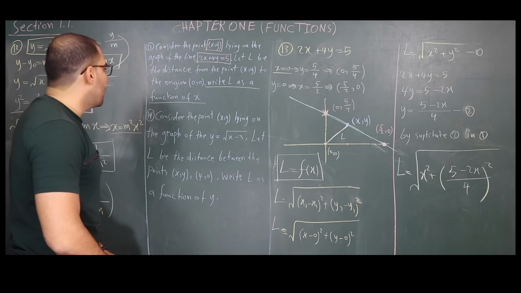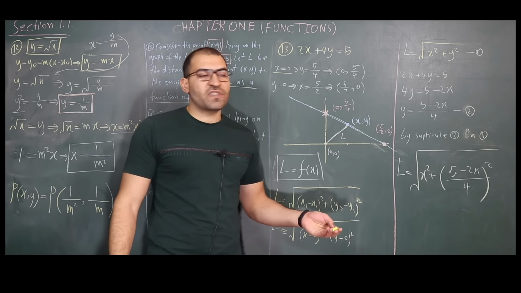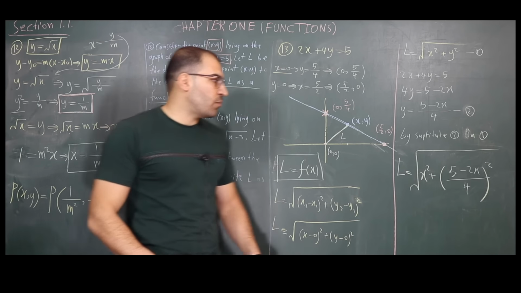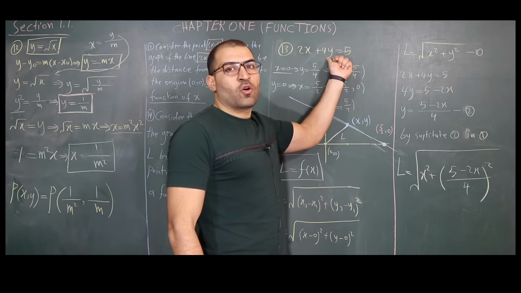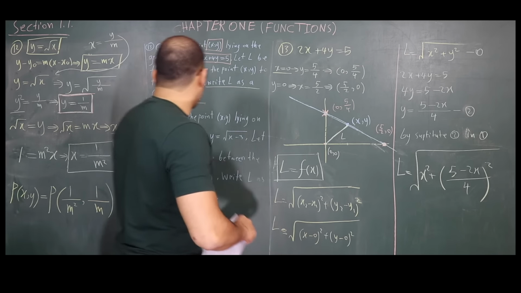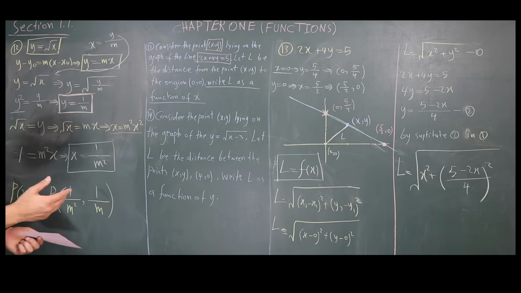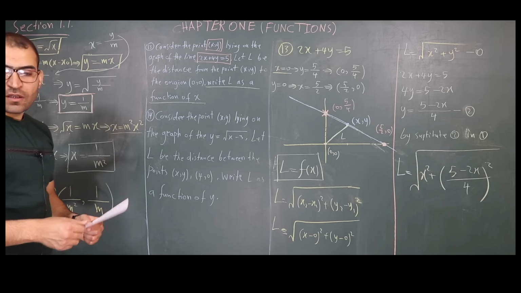Okay, write L as a function of x. He could have said express L as a function of the variable y, and it's too easy. I can just find x from the line and just substitute it here, and the result will be as we predicted or imagined.